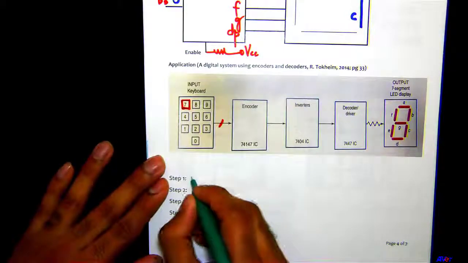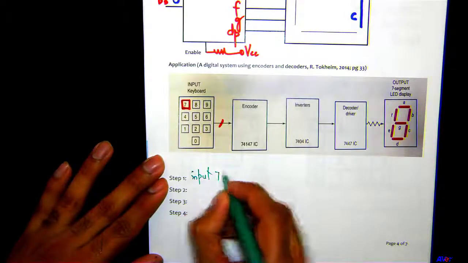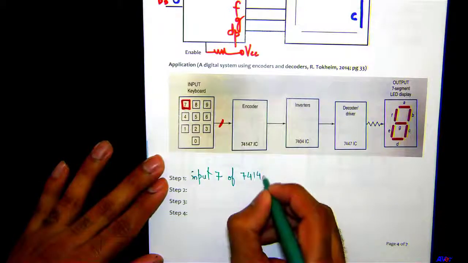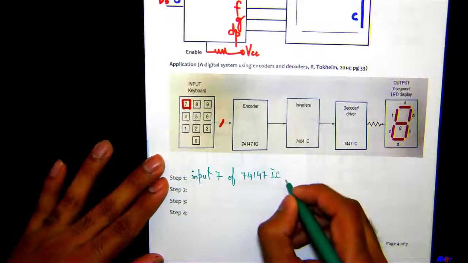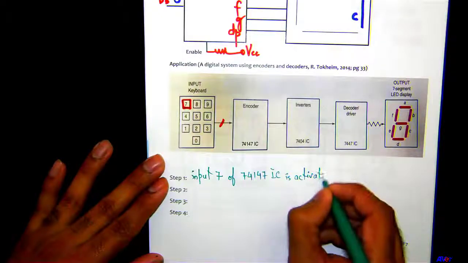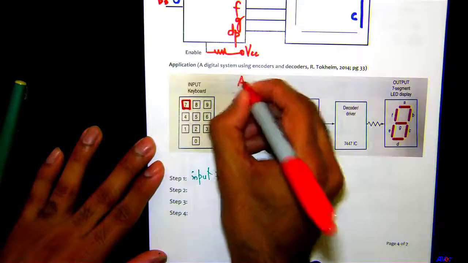Well, you input 7, the 74147 IC is activated, and say this is an active low chip.